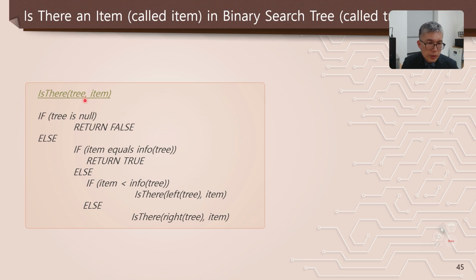So is there an item in the binary search tree? The input is a pointer to the root of the tree and the item we want to search. In the case the tree is null, return false because there is no tree, an empty tree. In the next case, the item equals the tree's root, so return true, since the node points to the current node. Otherwise, if the item is less than the current node's item, the left subtree is searched. If it is greater or equal, the right subtree is checked.